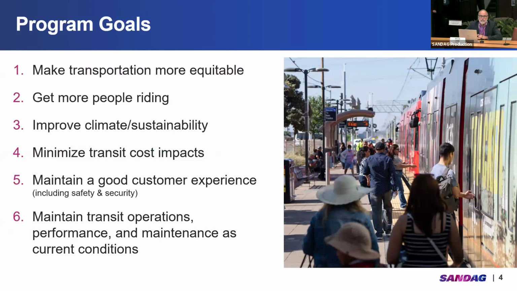So the CBO outreach team and our partners worked on the program goals and came up with these 6: making sure that transportation is more equitable, getting more people riding, reducing VMT, improving climate sustainability, and minimizing transit cost impacts. And this is a big part of this project. MTS and NCTD staff were both a part of this project working team and wanted to make sure that we don't just throw free fares for all out there without considering the impacts that does have on transit in terms of cost and ridership and safety and security, all those types of considerations.